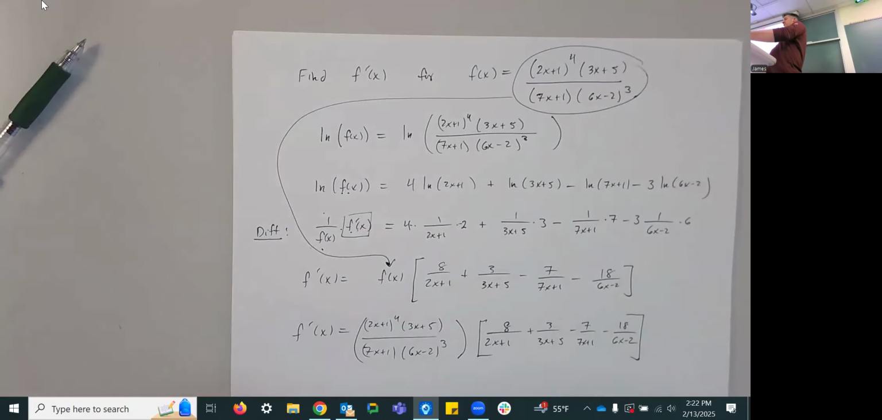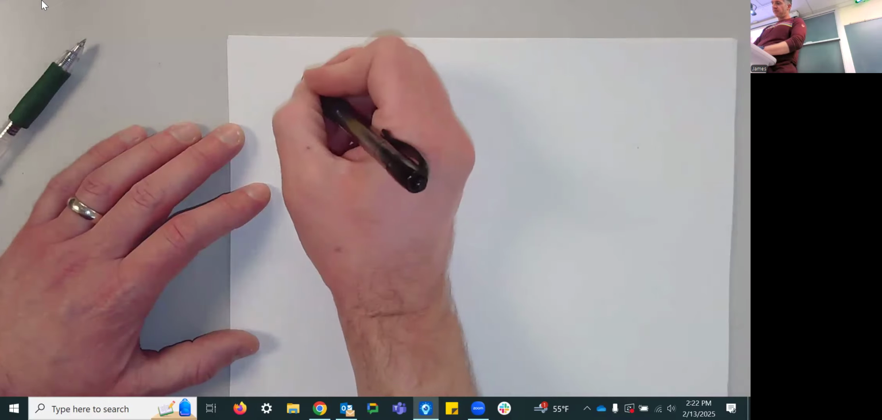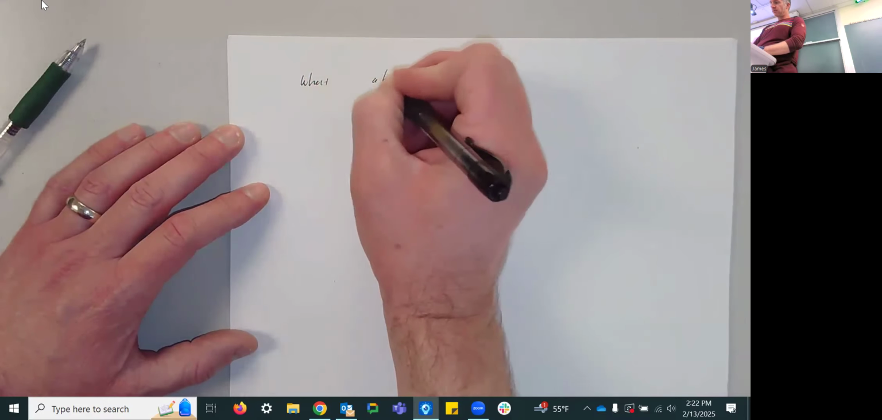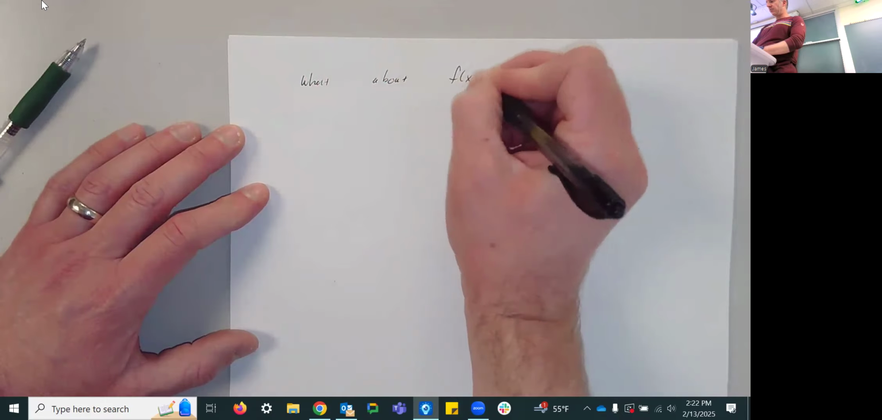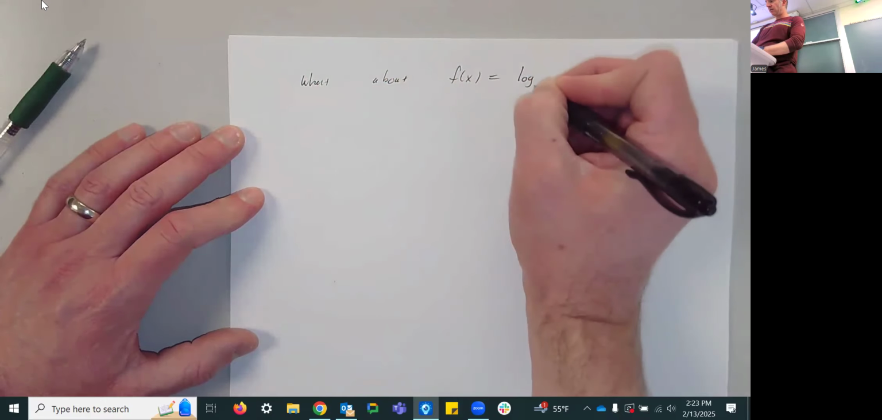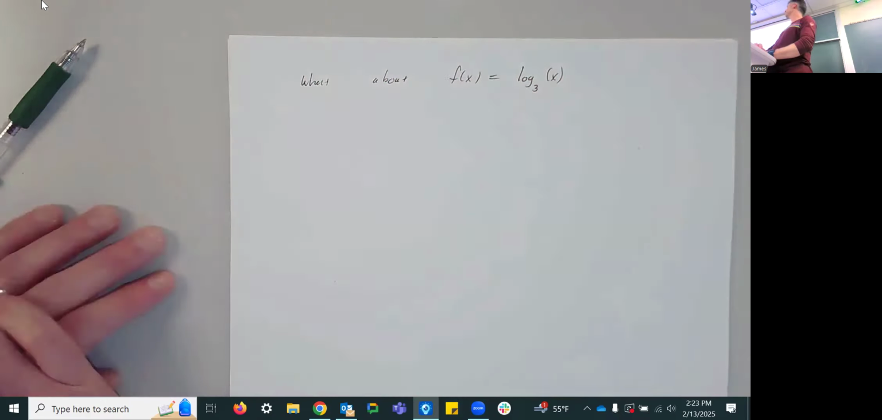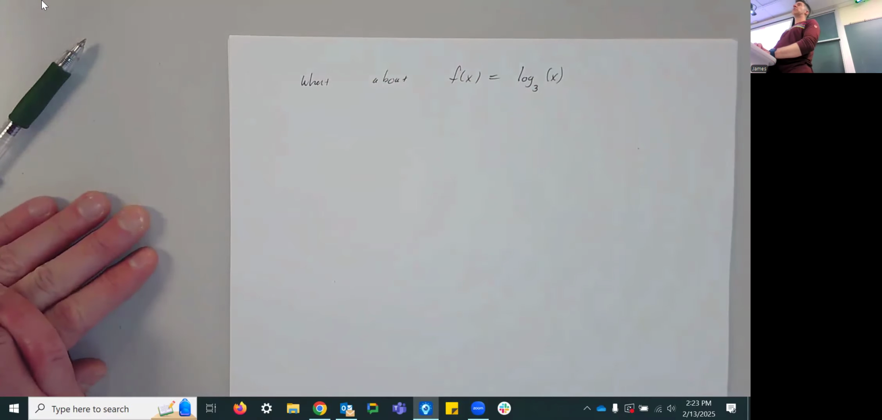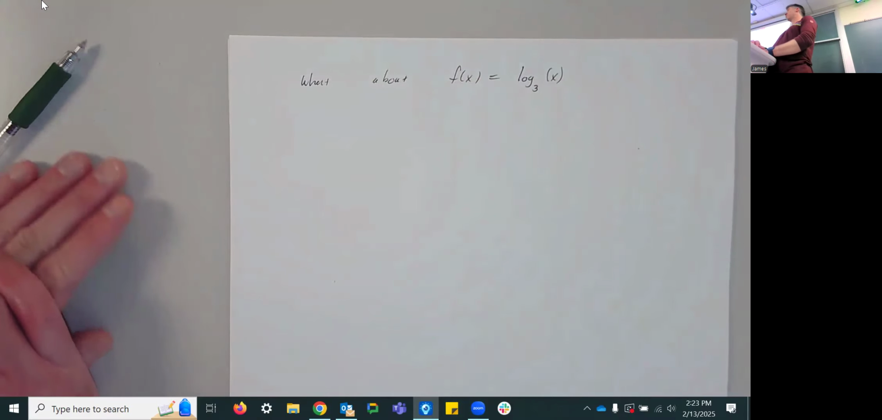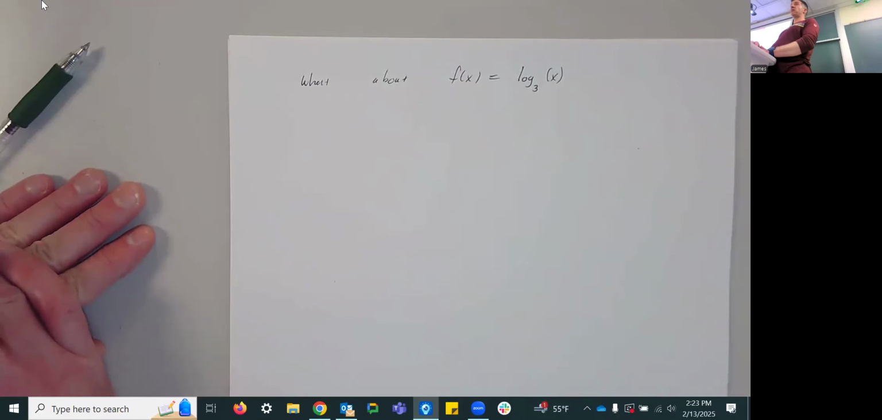So, logarithms. Not every logarithm has the nicest base ever. In fact, most of them don't. So, what if, say, something like f of x equal to log base 3 of x? I want to take the derivative of that. It's probably going to be similar to 1 over x, but not exactly the same.